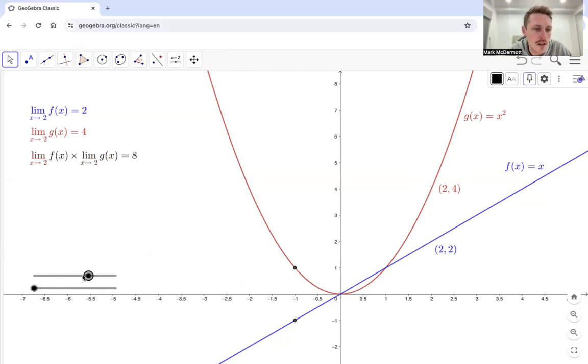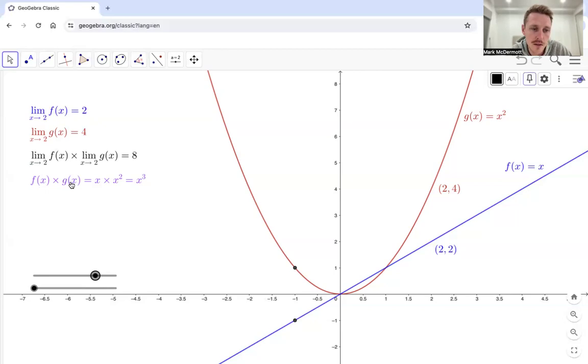Okay, and then what we can look at is, if we took the product of both of those limits, so we took this multiplied by this, we'd get 2 times 4, which would give us 8. And what we'll notice is that this is going to be the same as taking the limit when you multiply the functions together. So let me show you what I mean by that.